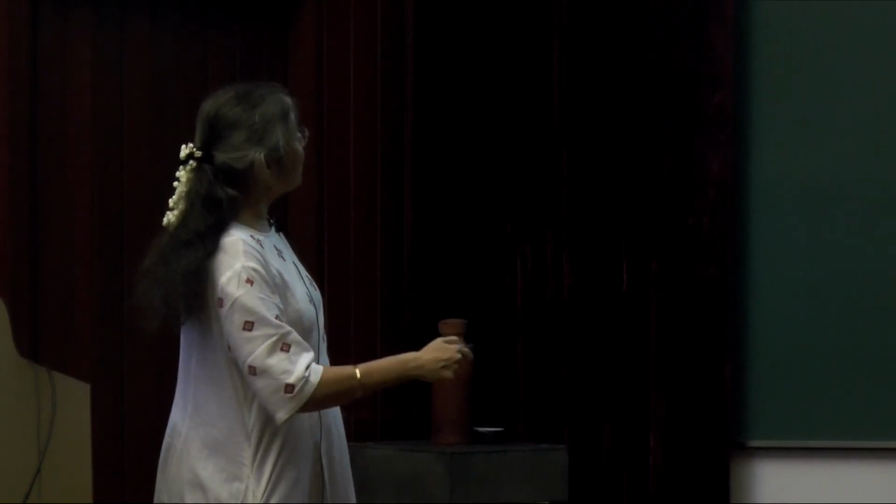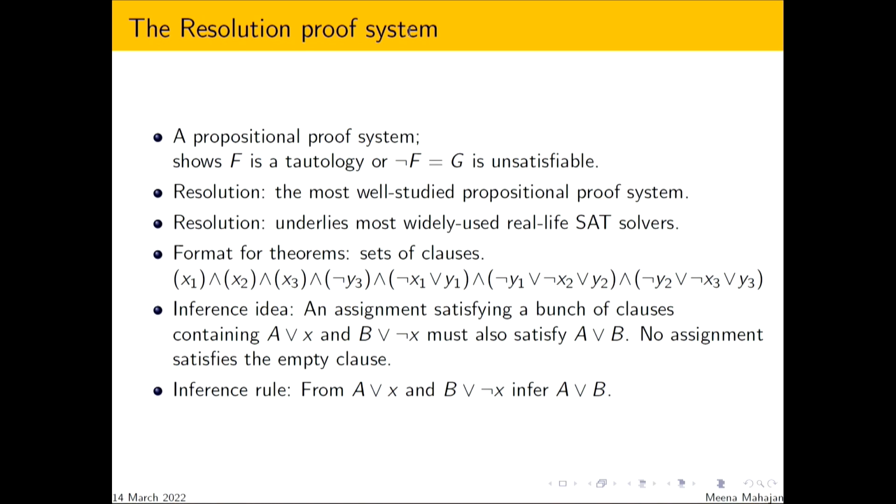Just using this rule from a bunch of clauses, you eventually try to derive, you infer more and more clauses. Finally, you infer the empty clause, which has no literals. There is no way you can satisfy an empty clause. To satisfy a clause, you have to make something in it true, and if there is nothing in it, you cannot make it true. So if you start with a bunch of clauses and, using this inference rule, you can derive the empty clause, then your formula was unsatisfiable.